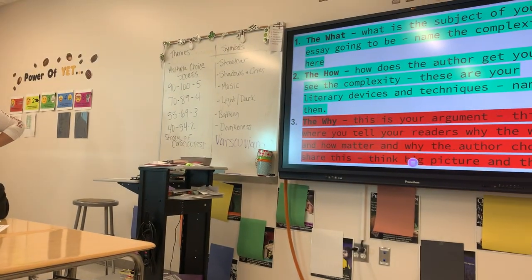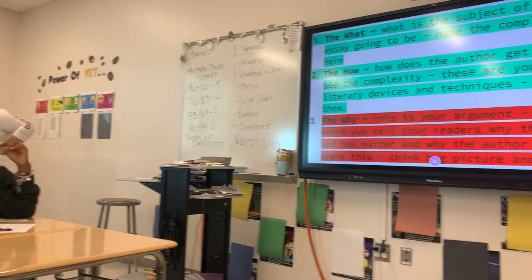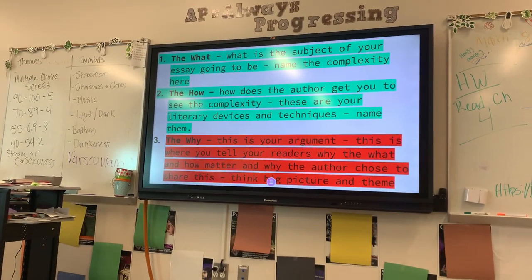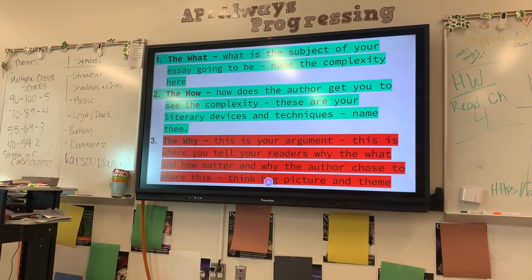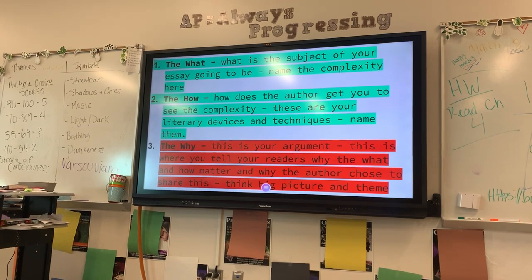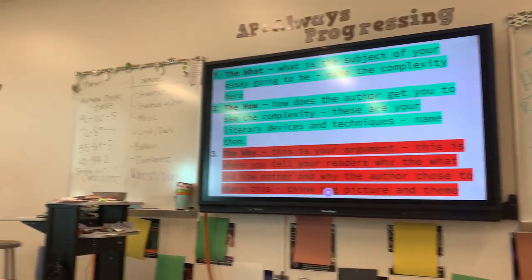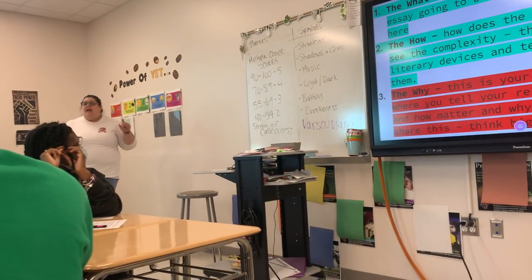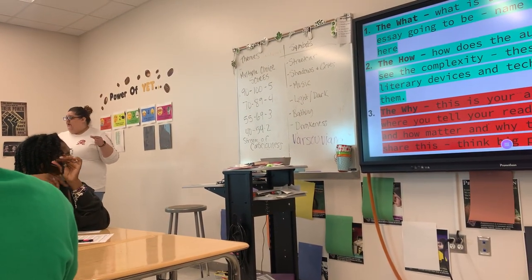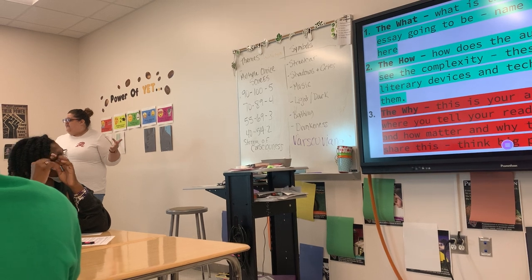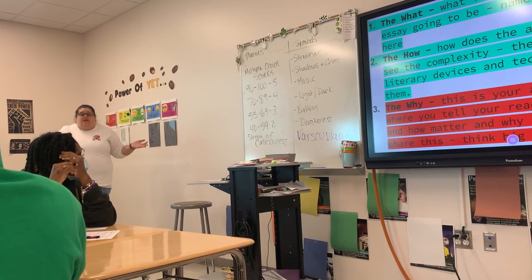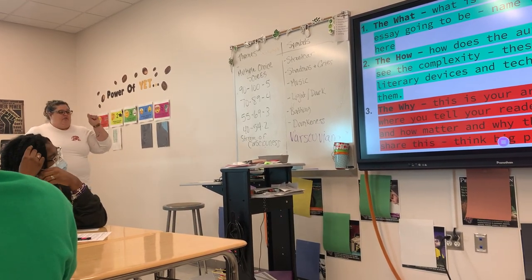Here's where we struggle, guys. The why. Go ahead, Mr. Hughes. This is your argument. This is where you tell your readers why the what and how matter and why the author chose to share this big picture and theme. This is where we miss it. You guys always forget this part. If you do not do this part, you've got nothing to write about in your essay. You have to include the why.